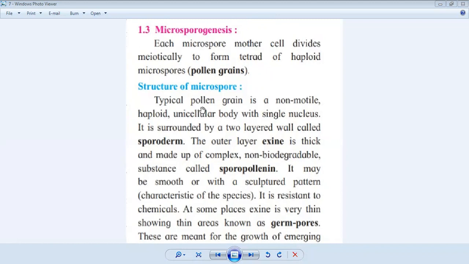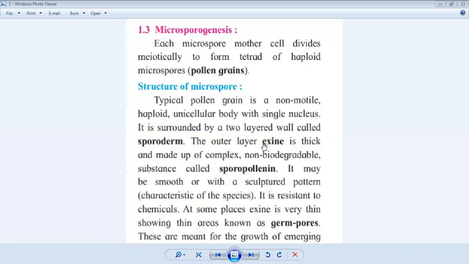So the typical pollen grain is a non-motile haploid unicellular body with a single nucleus. Microspore means we can call as the pollen grains. तो पोलन ग्रेन जो होते हैं वो नॉन मोटाइल होते हैं, हैप्लॉइड होते हैं, मतलब सिंगल सेट ऑफ क्रोमोसोम. गमिट्स are always haploid. यूनिसेल्युलर बॉडी मतलब सिंगल सेल होती है विद द सिंगल न्यूक्लियस.